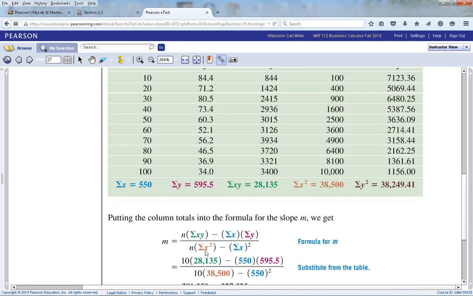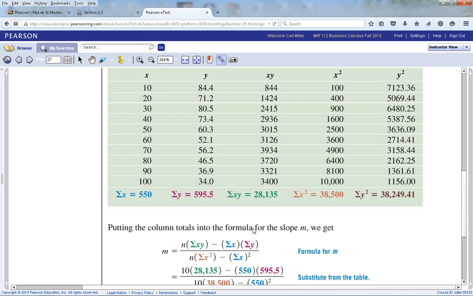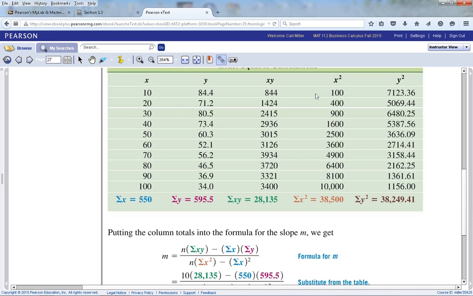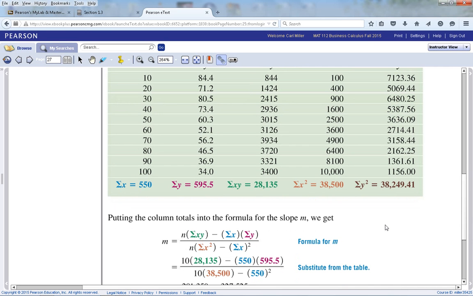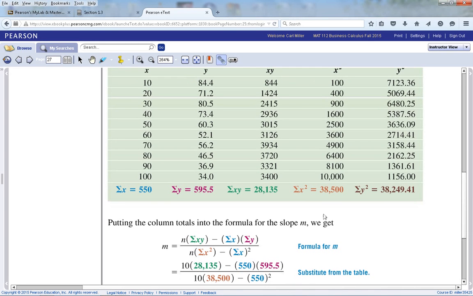The other thing we need is the sum of the x squared terms. So what we need is 10 times 10, which is 100, 20 times 20, which is 400, 30 times 30, which is 900, and so on. So we need the squares of all of the x values, and that's what's in this fourth column. And notice it's in this orange or brown color. If we add all those up, take the sum, it's 38,500. We also can do the same thing for the y squared values, even though we don't use those right now. So we really just need the first four columns.